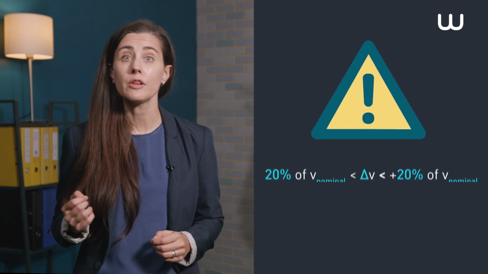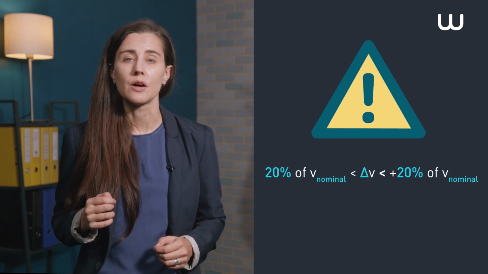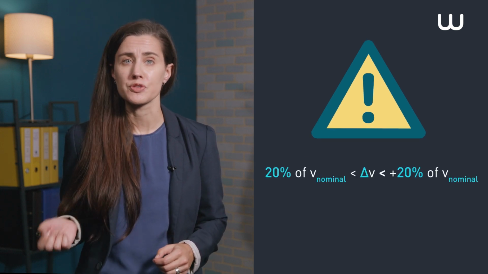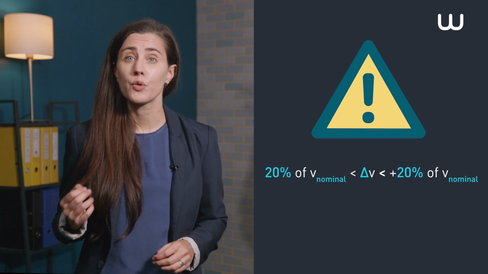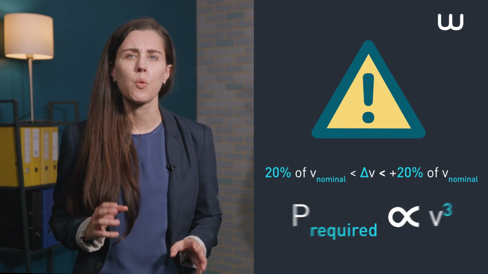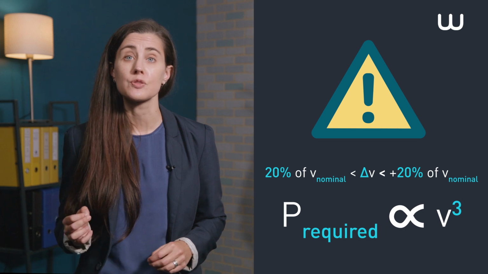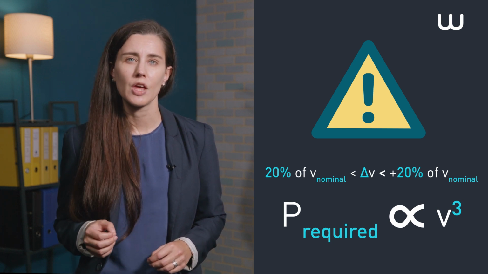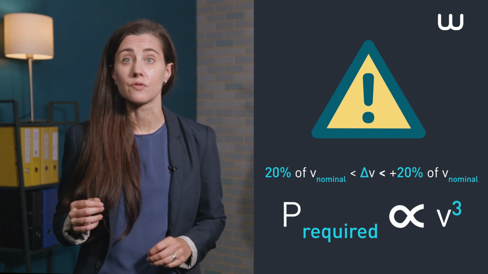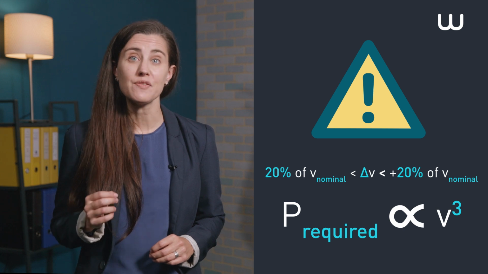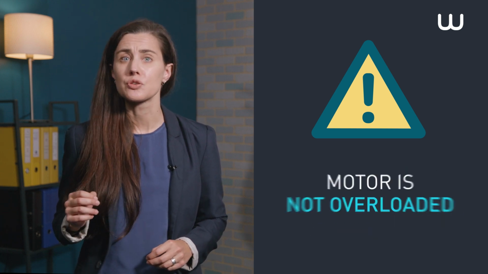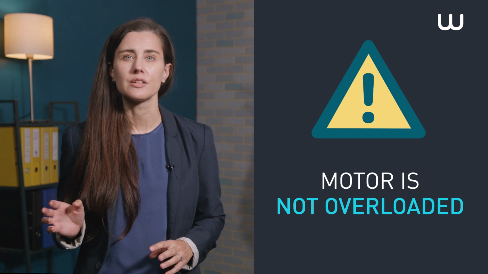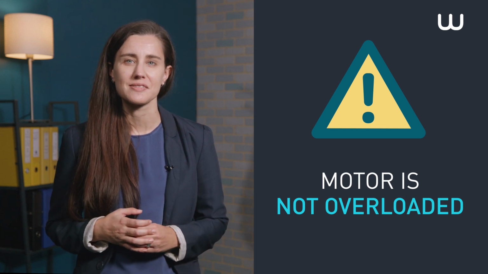First of all, the variation in velocity can only occur in an interval of around plus or minus 20% of the nominal velocity. Furthermore, as previously stated, the power required proportionally increases to the cubed velocity. So a slight increase in velocity causes a significant increase in power. Therefore, it is necessary to ensure that the motor is not overloaded when the velocity increases.